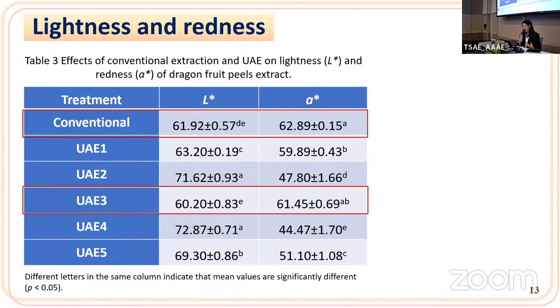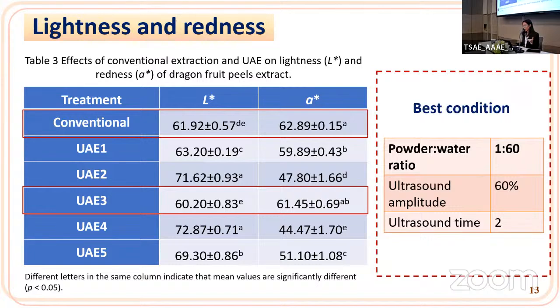So we can see here in this table, also for UAE 3, which is a powder to liquid ratio of 1 to 60, extraction amplitude of 60%, and time only 2 minutes, it's no significant difference with the conventional method, which is used for 2 hours. So now from the previous results and these results, we can find the best condition for UAE extraction, which is powder water ratio of 1 to 60, ultrasound amplitude at 60%, and ultrasound time of 2 minutes.